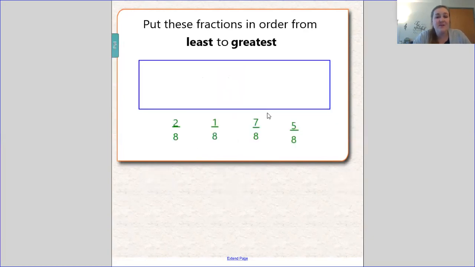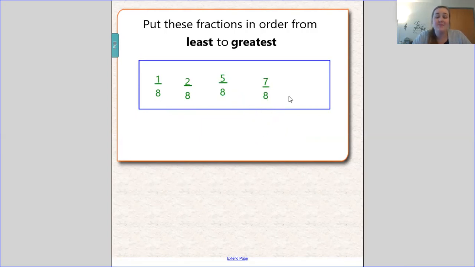Okay, last few things. So here now, this is where it kind of gets tricky. You have to put them in order. So let's go ahead and pull these. Well, I'm going to start with my first 1/8. Then I got 2/8, 5/8, 7/8. So you put them in order.